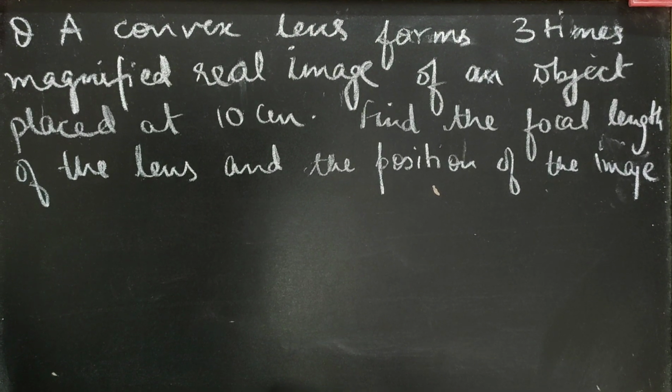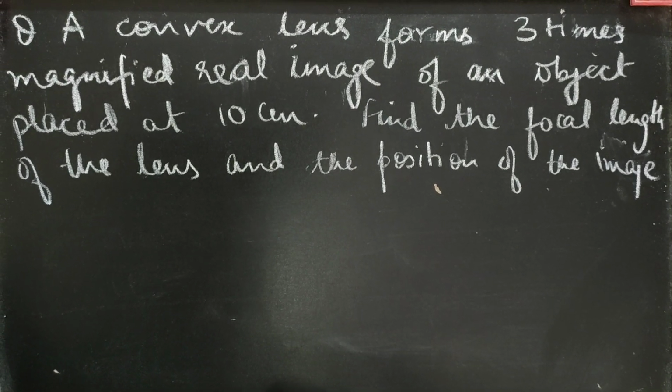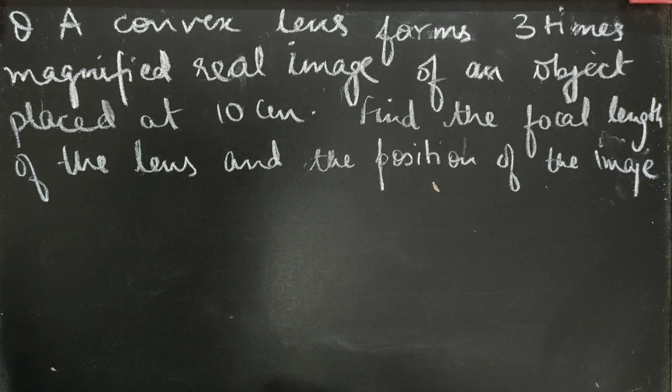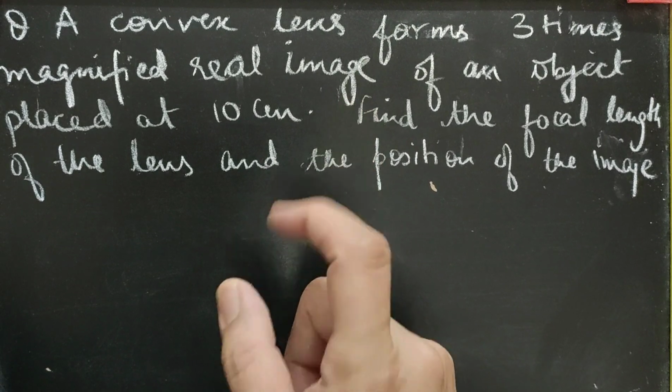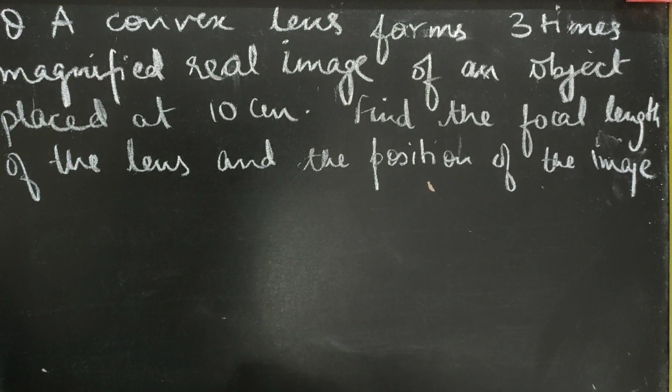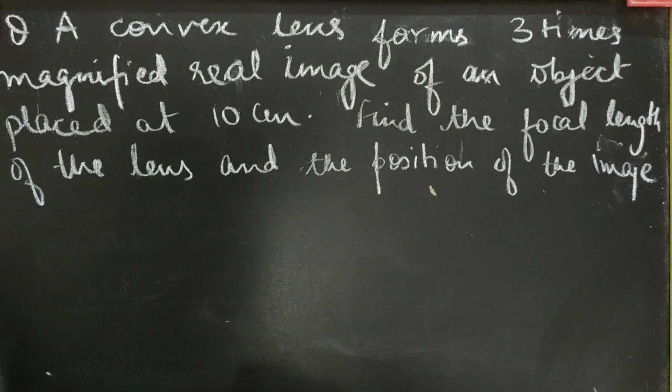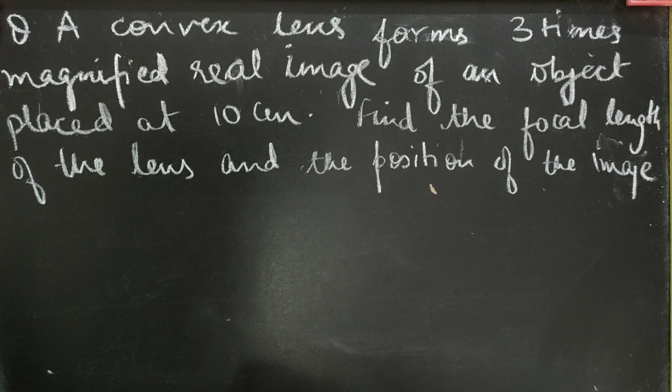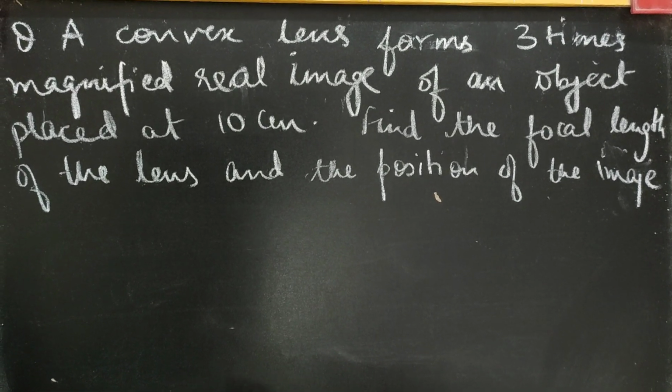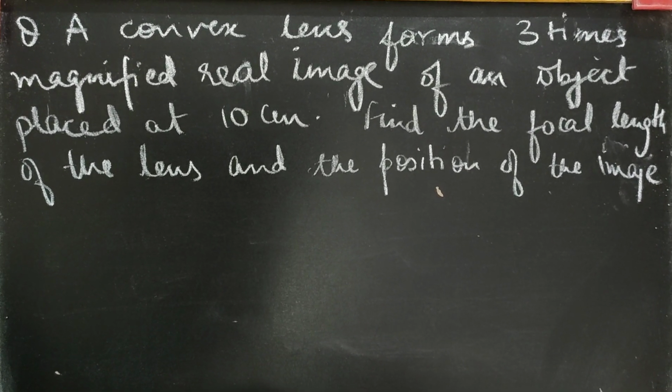This is not in your NCERT, so you will have to write the question. A convex lens forms 3 times magnified real image of an object placed at 10 centimeter. You have to find the focal length of the lens and the position of the image. So let us compile first the data that is given in the question.